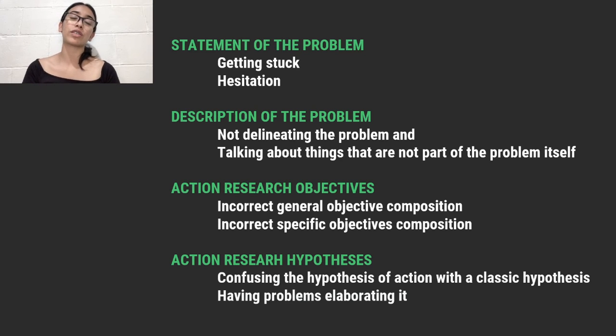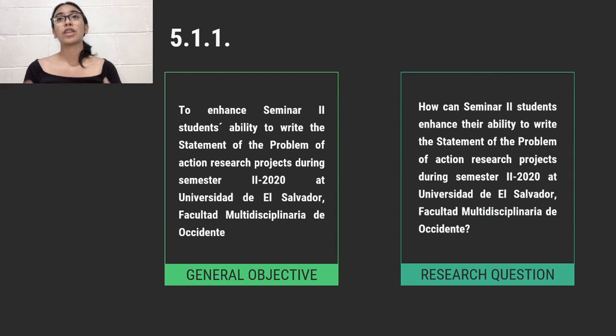So the first conclusion starts off with the general objective, which says to enhance Seminar 2 students' ability to write the statement of the problem of action research projects during Semester 2 2020 at Universidad de El Salvador, Facultad Multidisciplinaria de Occidente, which was traced into a research question that says: how can Seminar 2 students enhance their ability to write the statement of the problem of action research projects during Semester 2 2020 at Universidad de El Salvador, Facultad Multidisciplinaria de Occidente?